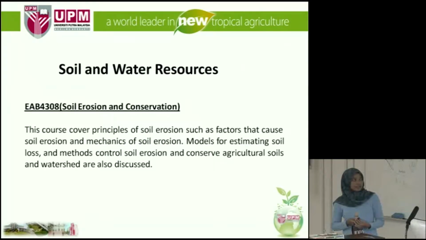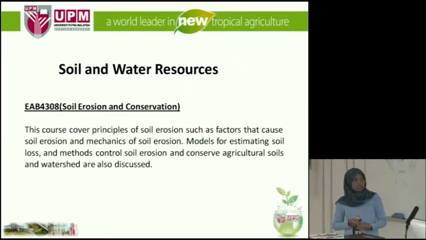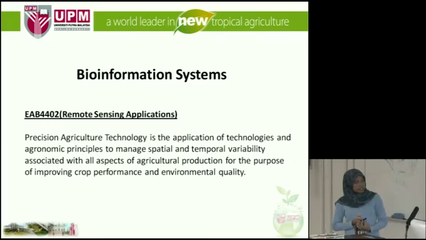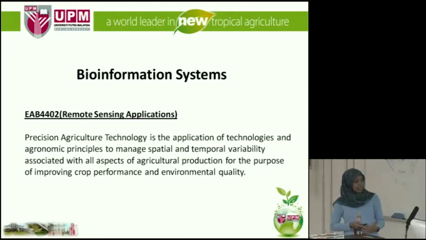For the bioprocess and environment option, one of the subjects that we will learn is agricultural waste management, which covers engineering applications in addressing issues on how to manage agricultural waste effectively. The third option is soil and water resources, and one of the subjects is soil erosion and conservation, which will focus more on factors that cause soil erosion and the mechanics of soil erosion. And the last one is bioinformation systems, which will be my option in my final year. One of the subjects that I will learn is remote sensing application.